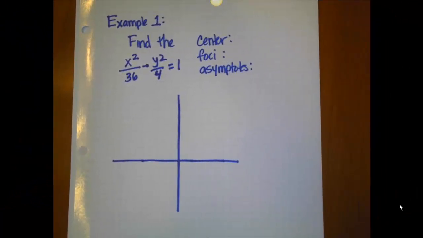Welcome to example 1. We're going to take an easy example to talk about how we find the center, the foci, and the asymptotes of hyperbolas, related to the equation x squared over 36 minus y squared over 4 equals 1.